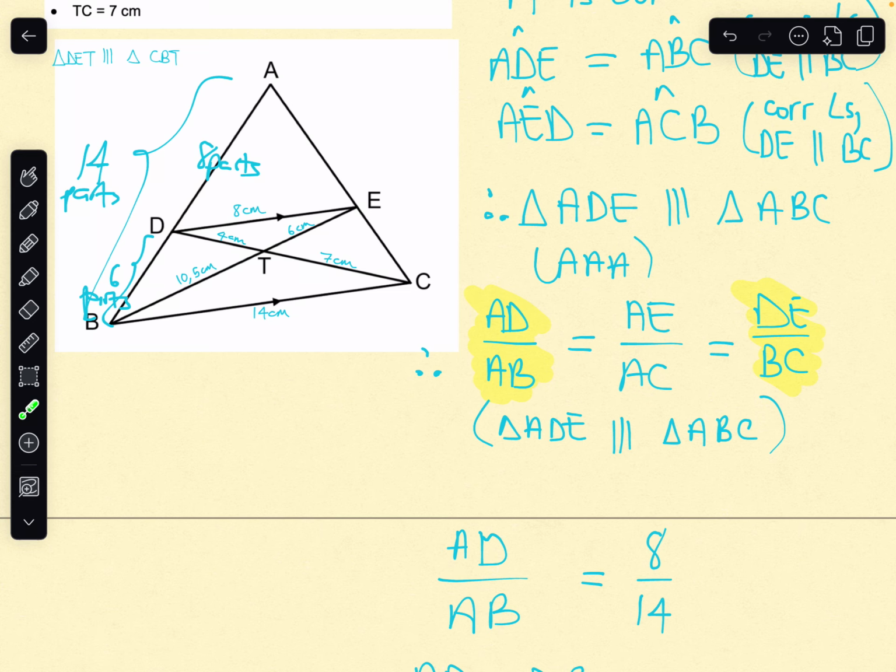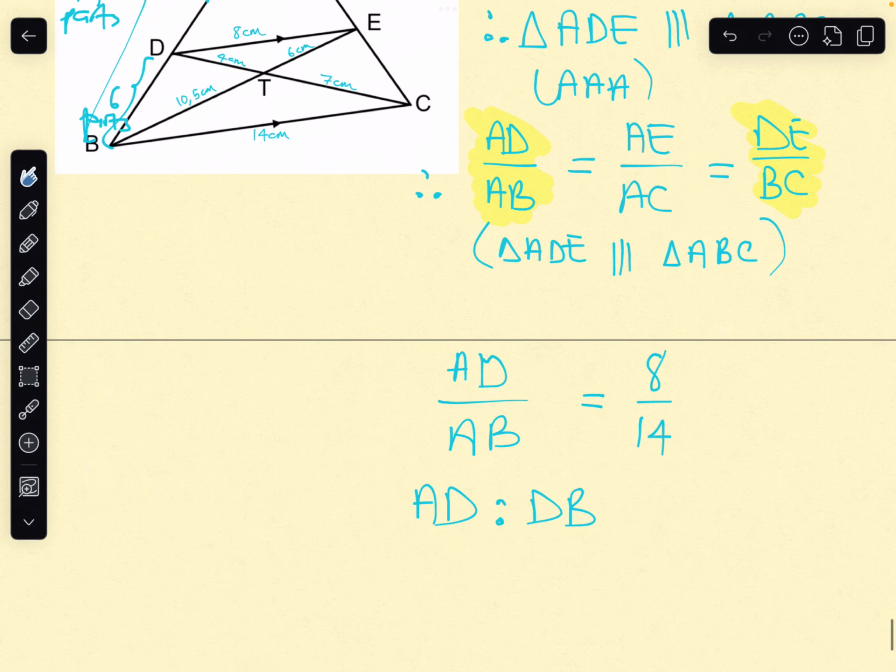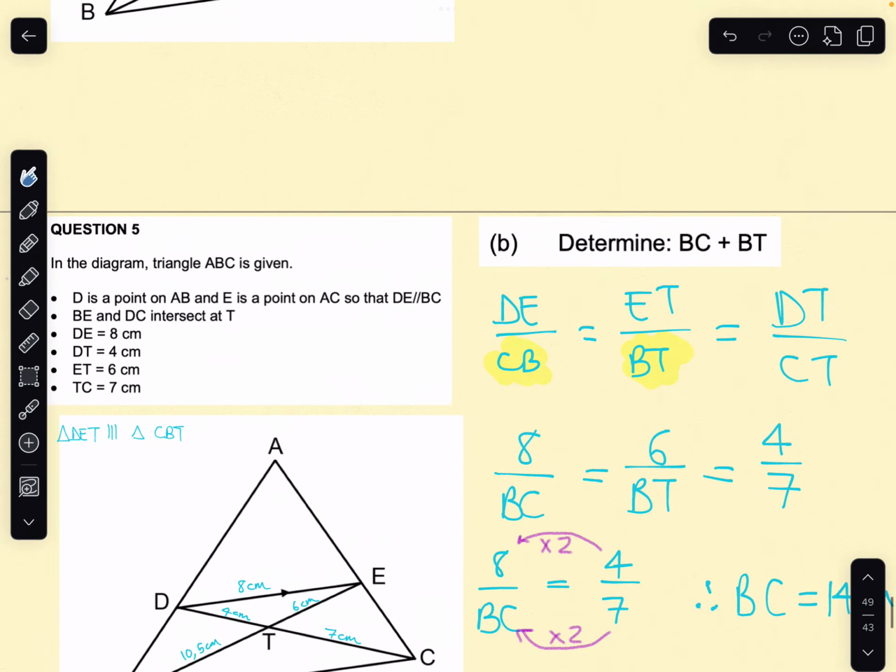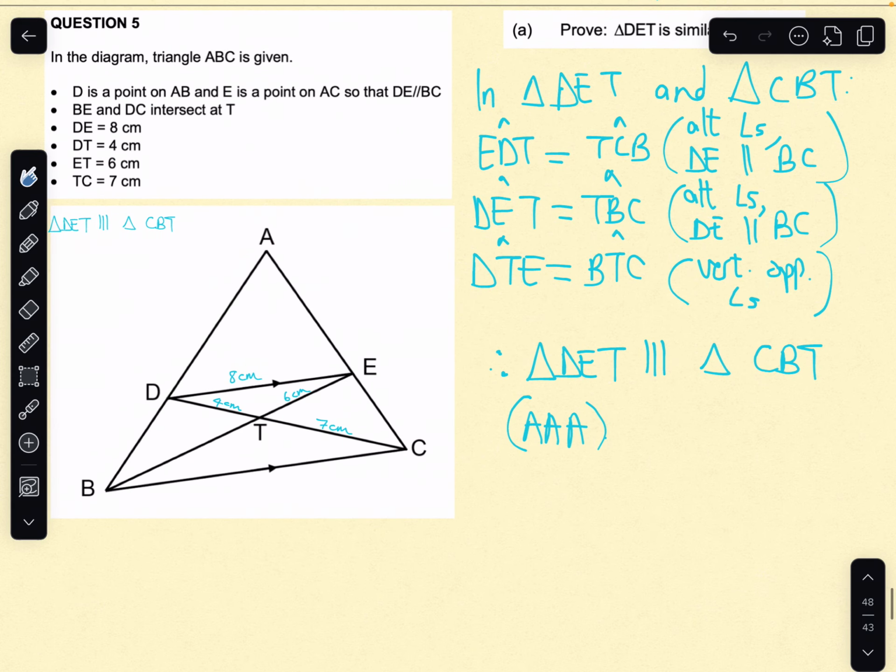But we do know that AD makes up 8 out of 14 of AB, and so DB must be the remaining 6 out of 14. So the ratio between them would be 8 to 6, which we can simplify to 4 to 3. And that is that on that. Let's have a look at the memo.